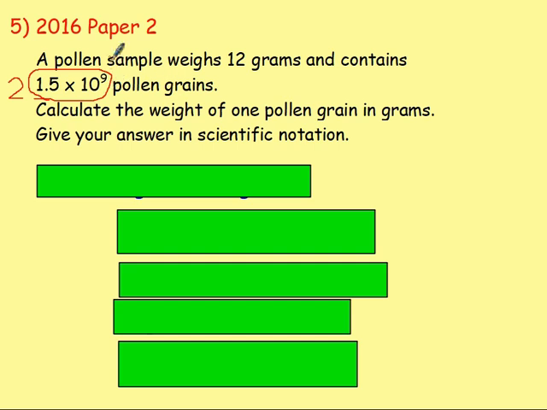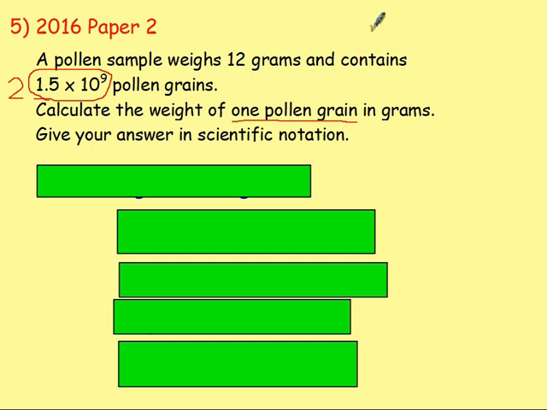So rereading the question, a pollen sample weighs 12 grams and contains 2 pollen grains. What's the weight of 1 pollen grain? Because you know 2 of them weigh 12 grams, how would you get the weight of 1? You would just divide by 2. So you do the 12 divided by 2.